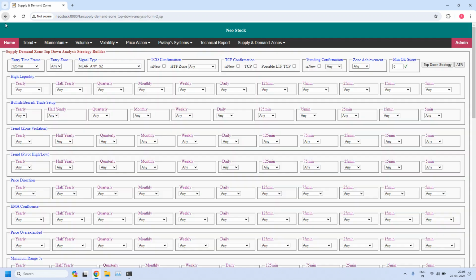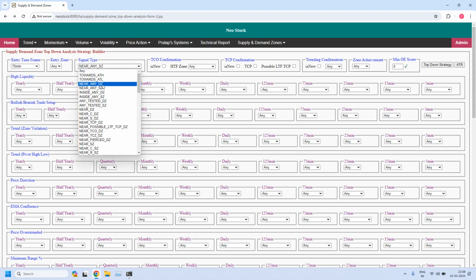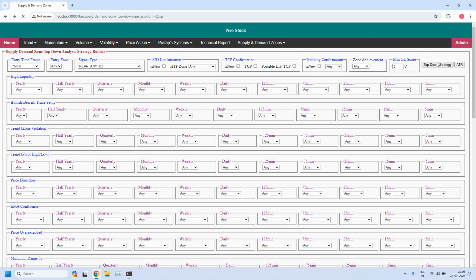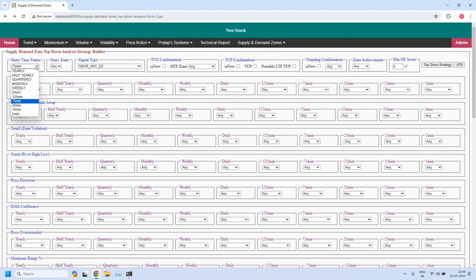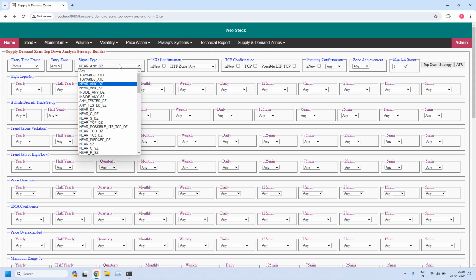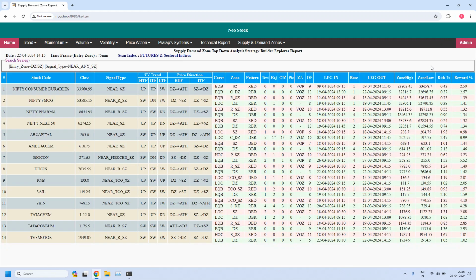So let me go back. I'm changing the time frame to 75 minutes. Entry time frame is 75 minutes. Let us find the stocks near 75 minutes demand zone. So 3 stocks are filtered near to the 75 minutes demand zone, and we don't have any high liquidity demand zones from this list. Fine. Let's go back. For 75 minutes time frame, let us find the stocks near 75 minutes supply zone. So 14 stocks are filtered.